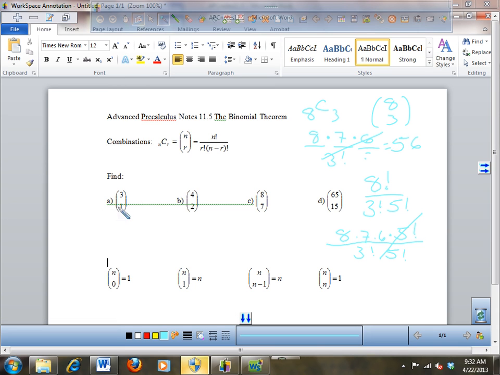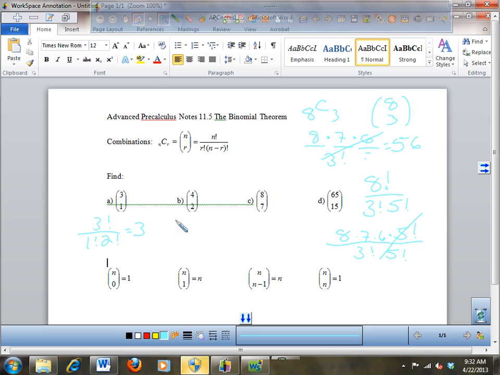Now, some of these other ones: this means 3 factorial over 1 factorial, which is defined as 1, over 3 minus 1 factorial, which is 2 factorial. So this just ends up being 3, because it's 3 times 2 times 1, and the 2 times 1's cancel out, and it's 1 on the bottom. That's what this says: n combination 1 is equal to n.